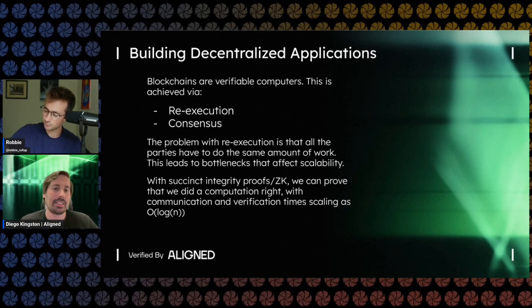Luckily, we have succinct integrity proofs, or sometimes we will call this ZK for its acronym, zero knowledge proofs, but we care about this property of succinctness, which means that the proof is short. And with them, what we can do is show that we did a computation right in a manner that is both time and communication efficient.